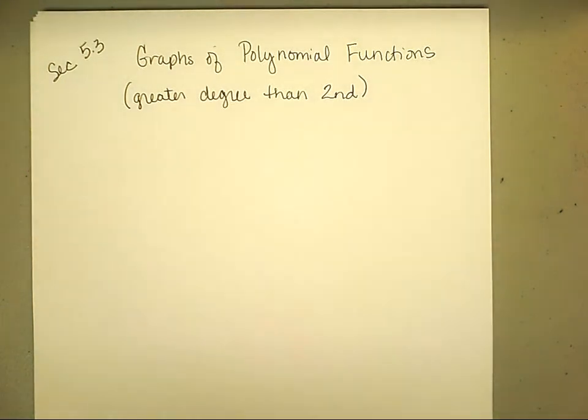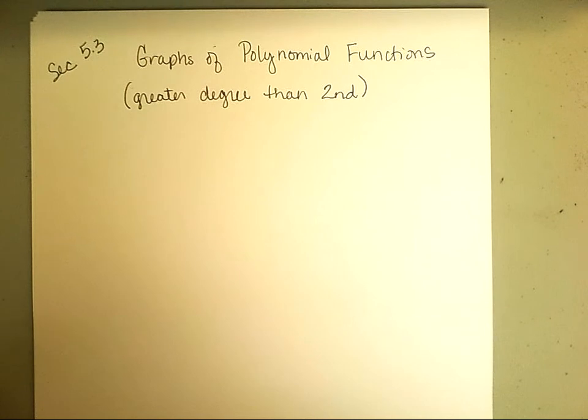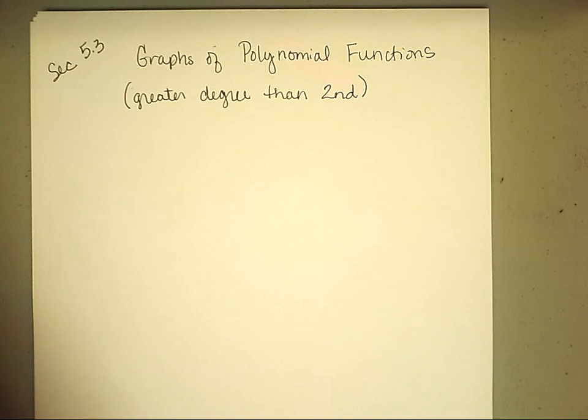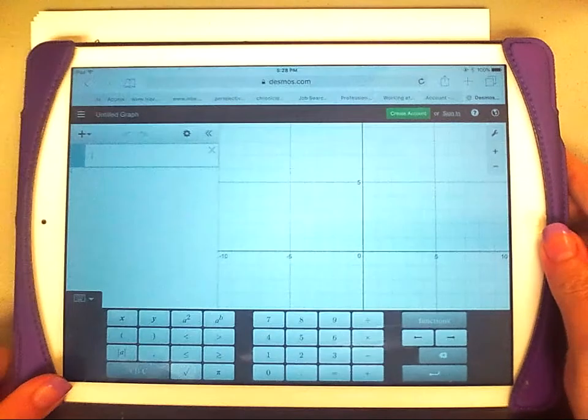Okay, so today we're talking about section 5.3, and in that we'll be talking about polynomials, the graphs of polynomial functions and how they behave, and we'll be focusing on polynomial functions that are greater than a second degree. So let's look and see what would happen with these.